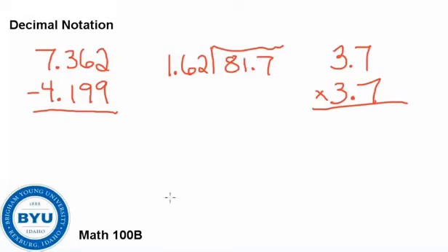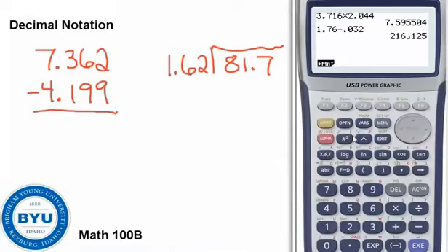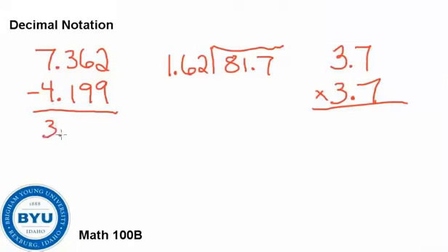Okay, so how did you do? Let's go ahead and work on these problems here. I'd have 7.362 minus 4.199. Push the enter button. If you did it by hand, that's awesome. But again, there's no by hand requirement here with these. We want you to know how to do them in your calculator. You should have got 3.163. 3.163 is our answer there.